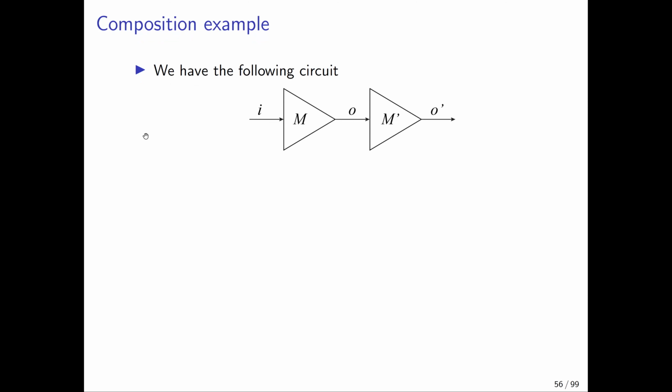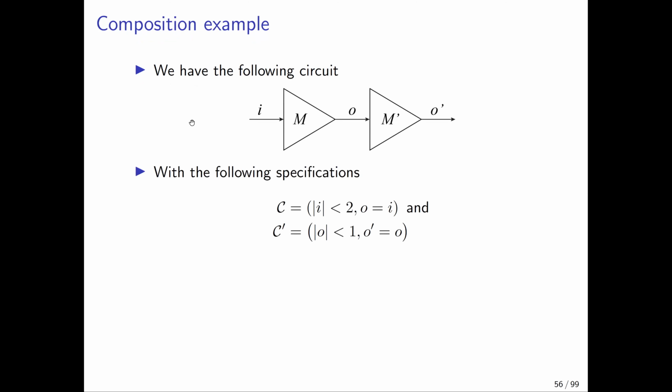Thank you. We have two specifications for our components. The specification C applies to M, specification C prime applies to M prime. For the first one, we are saying the following: as long as the input is less than 2, the output is going to be equal to the input. That's the guarantee. And when we go to M prime, we are saying, as long as the input is less than 1, its output should be equal to the input.